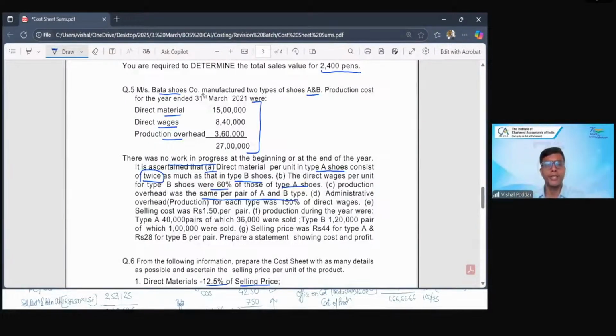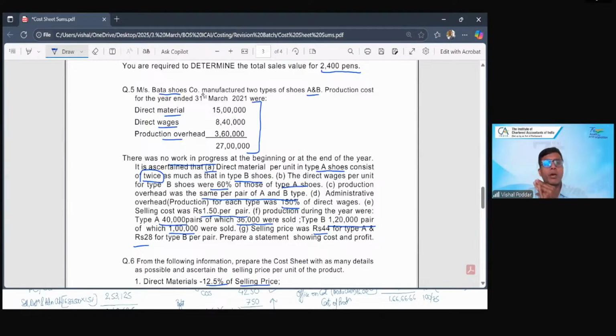Administration overheads, which is related to production, is 150% of wages. Selling is 1.5 per pair. Production during the year: type A shoes 40,000, out of which 36,000 is sold. Type B shoes 120,000, out of which 1 lakh is sold. Selling prices are given. Straightforward, right? Okay, I give you 5 minutes.